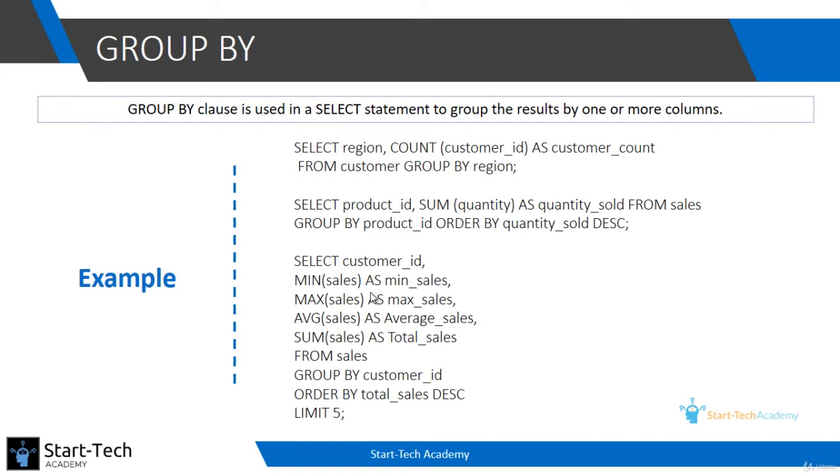To do this, we will write select customer ID, minimum sales value, and then write the max sales value. We'll find out the average sales value and the sum, that is the total sales value, from the sales table, and we'll group it by the customer ID and we'll order them in descending order. We'll put a limit of 5 so that the top 5 spenders only remain in our resultant set. Let us go and run this query.